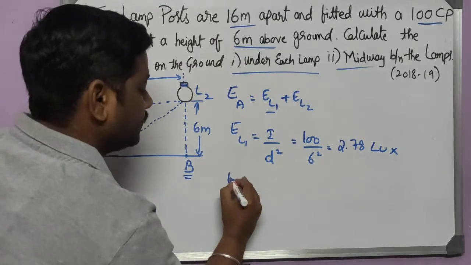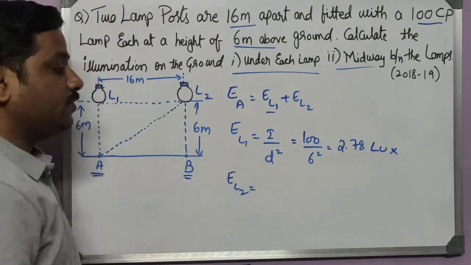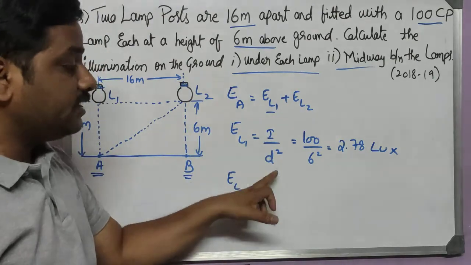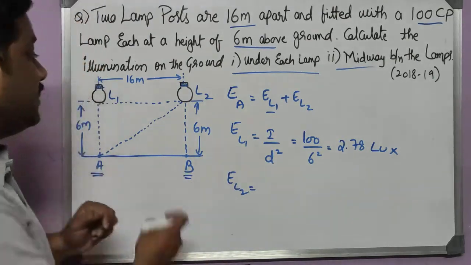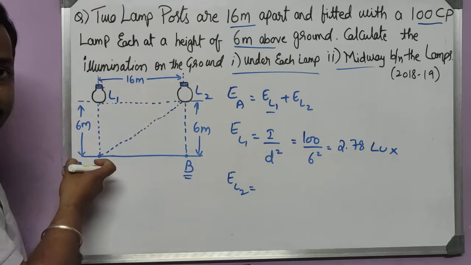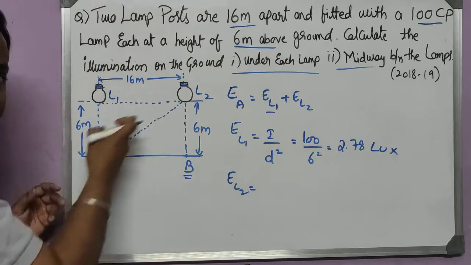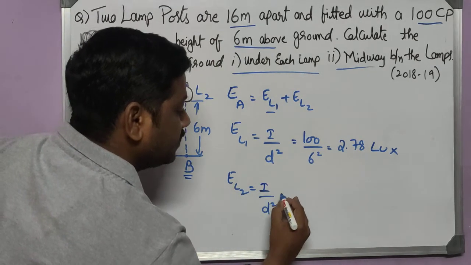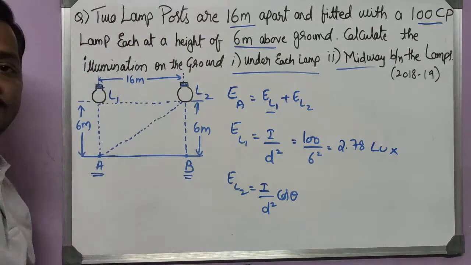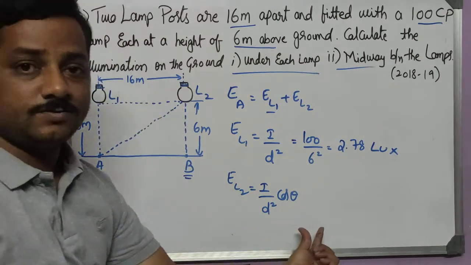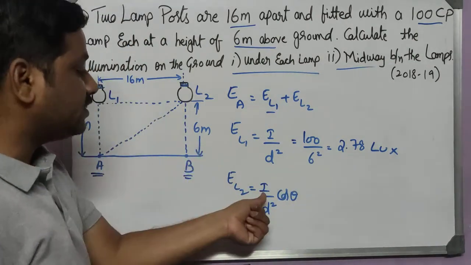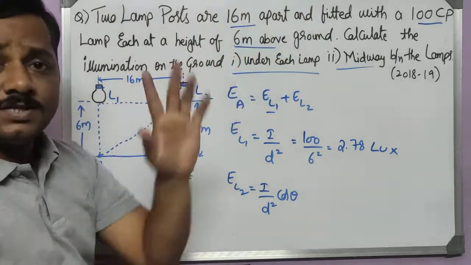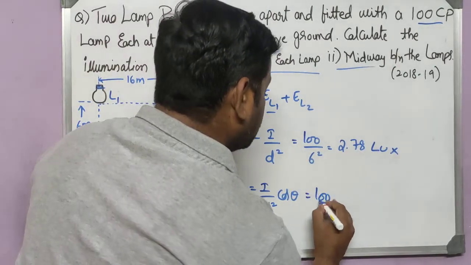That is EL2. To find EL2, you cannot apply just this portion because it does not only depend upon intensity and distance. It also depends upon the angle created. We have an angle here. It is not just below the lamp. So the formula for that is I by D square cos theta. Because of this angle, you have to multiply it with cos theta. What is I? I is the intensity of this second lamp, that is the same 100.